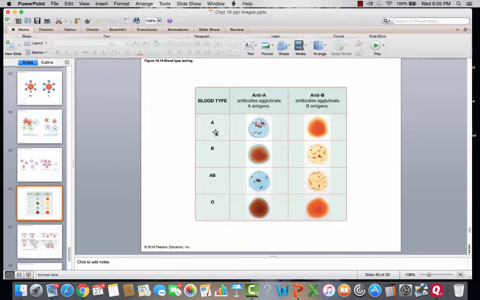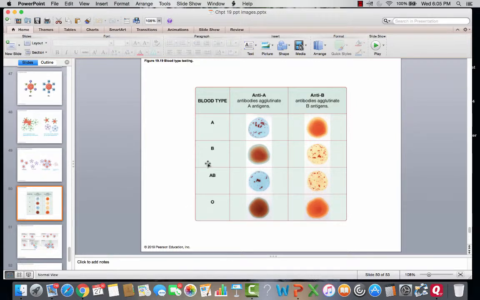The person who has type A blood won't react to anti-B antibodies because they don't have any B antigens on the surface of their cells. Remember, a person with type A blood also has type A antigens on the surface of their cells and produces naturally occurring anti-B antibodies.